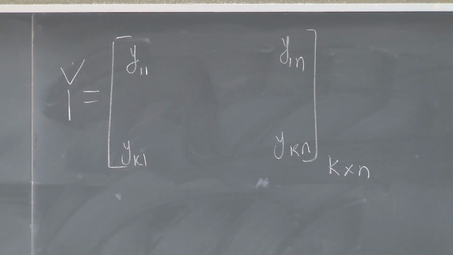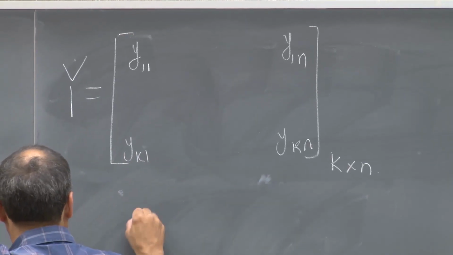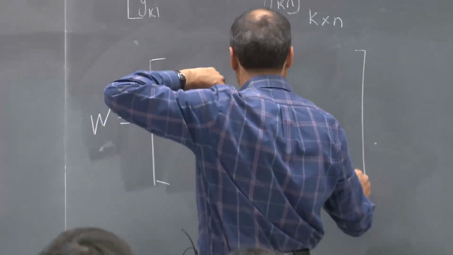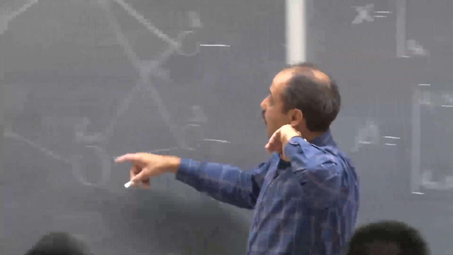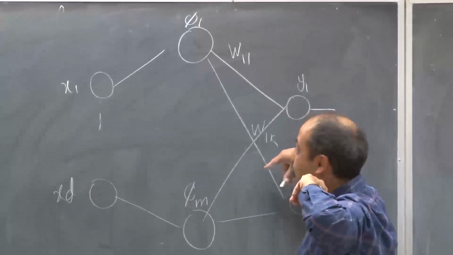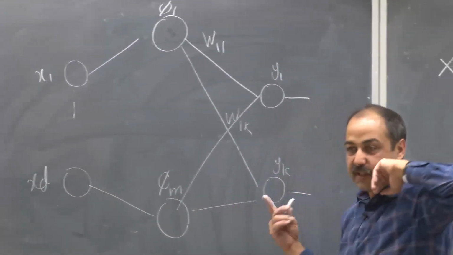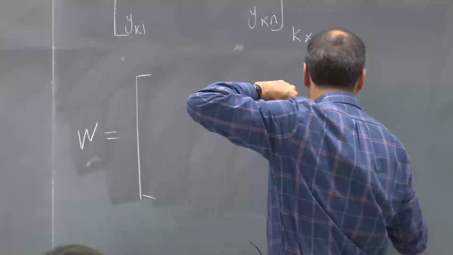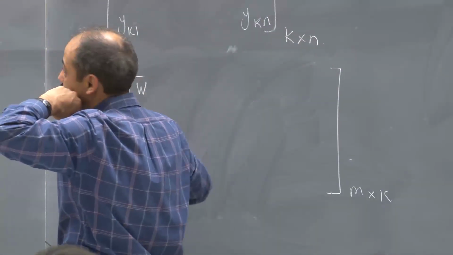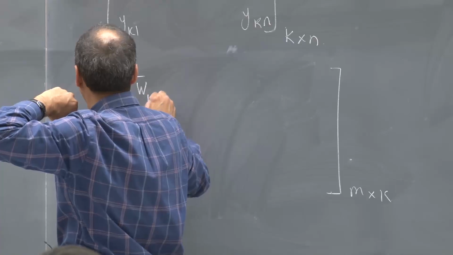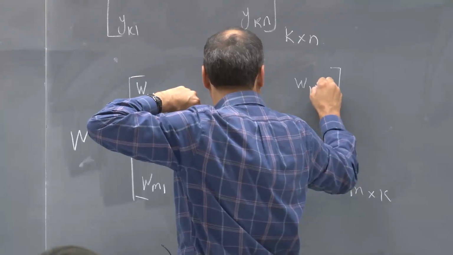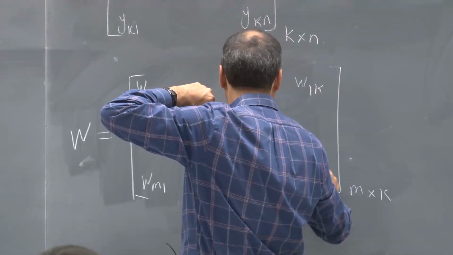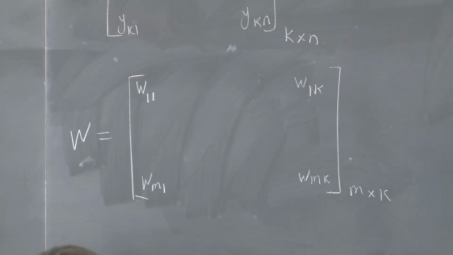Right? And I can put all of my weights in a matrix. So how many weights do I have? I have m nodes here, and I have k nodes here. So it's a matrix m by k. So this is W11 up to WM1, and W1K, WMK. Okay? So I can put all of my weights here.